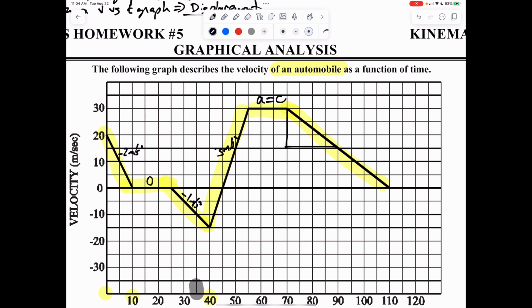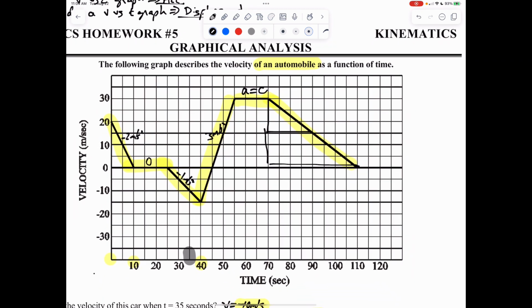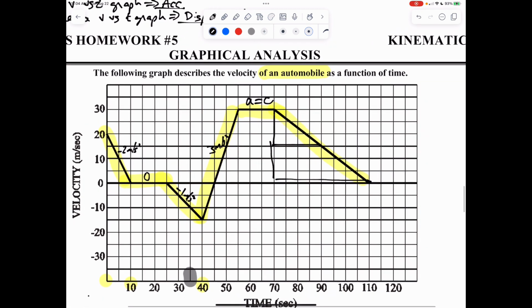And then finally, this lower one here, I can go down 15 over 20, or I can go down 30 over 40. So down 30 over 40 would be negative 3/4, right? Or negative 0.75 meters per second squared.